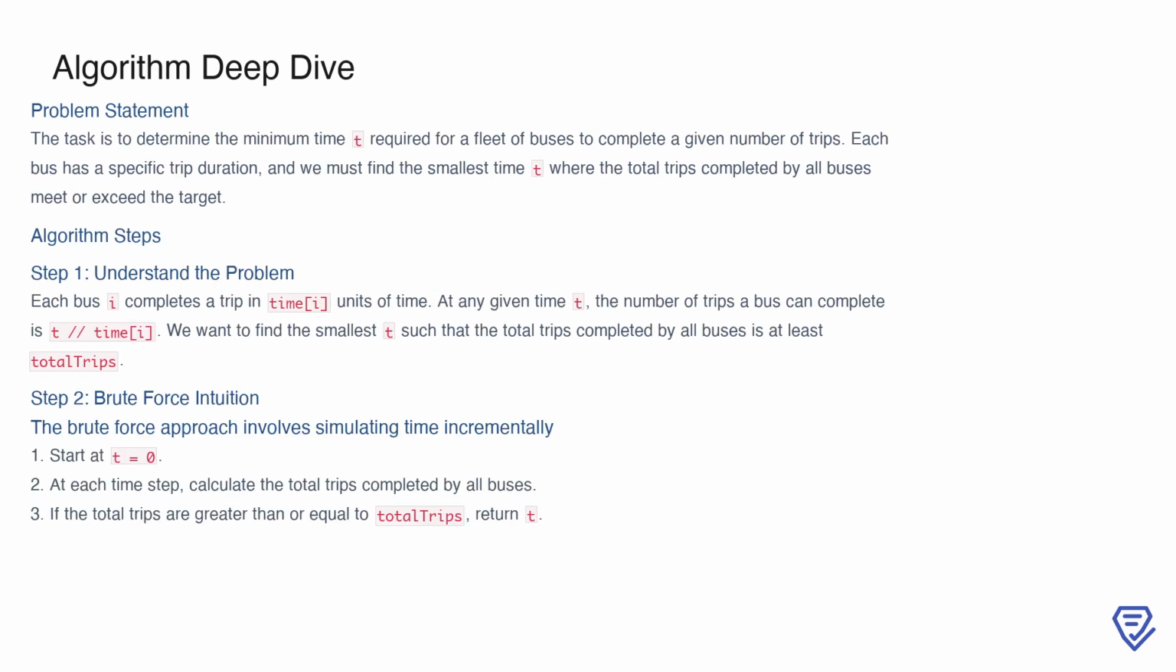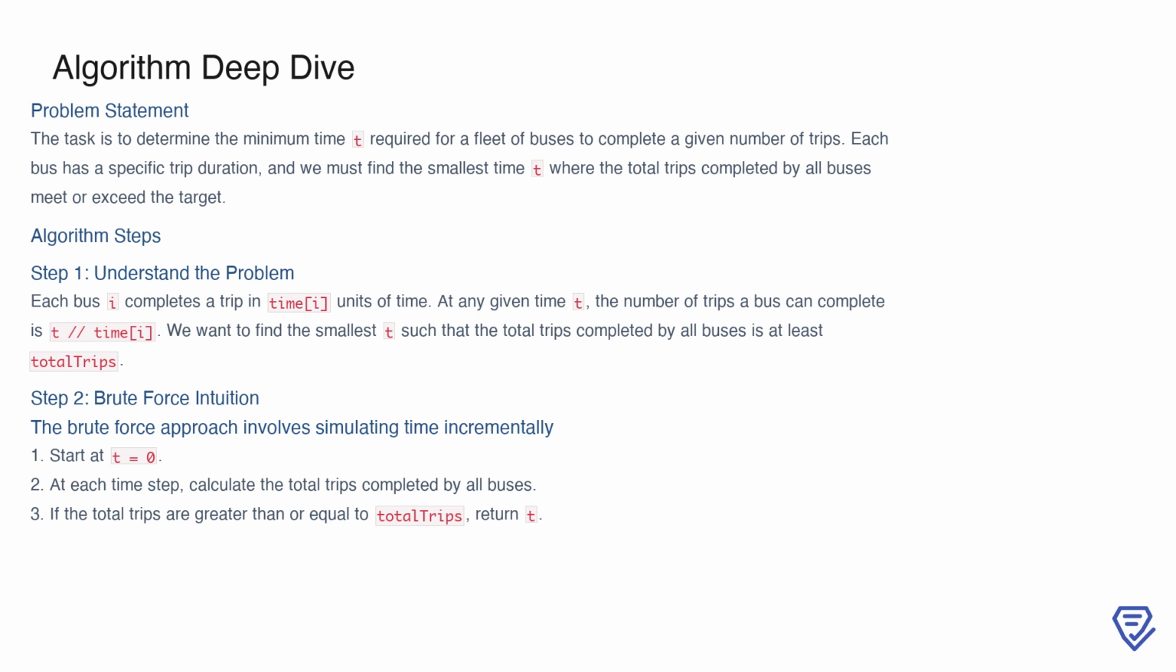The goal of this problem is to calculate the minimum time required for a fleet of buses to complete a specific number of trips. Each bus has a fixed trip duration, and our objective is to determine the smallest time at which the combined trips from all buses meet or exceed the target number of trips.